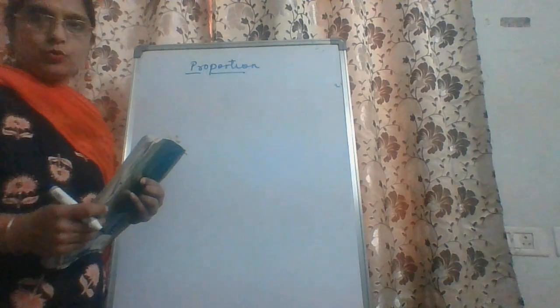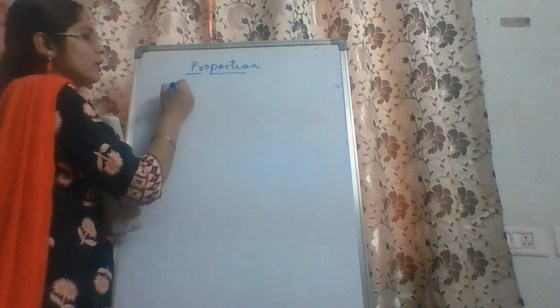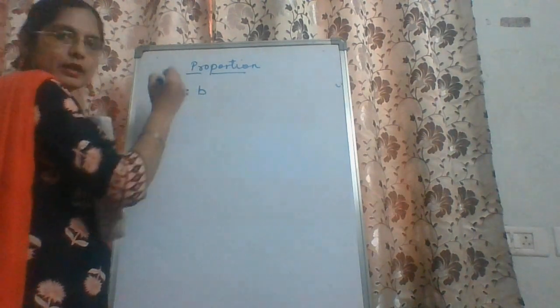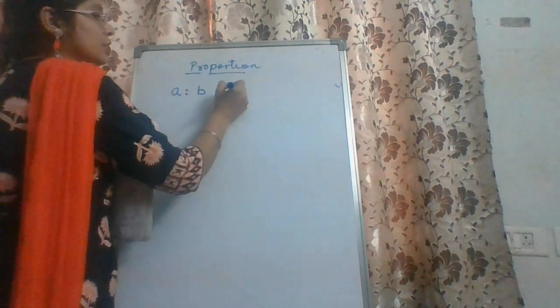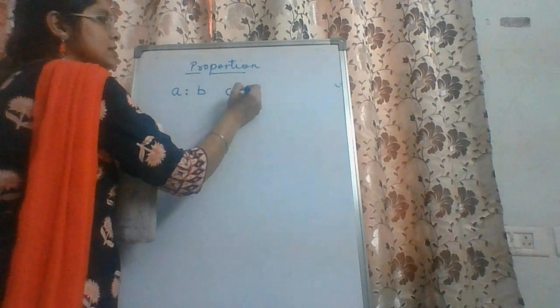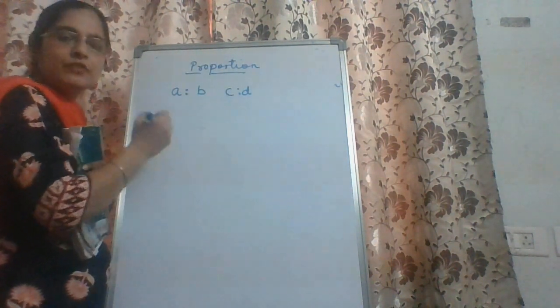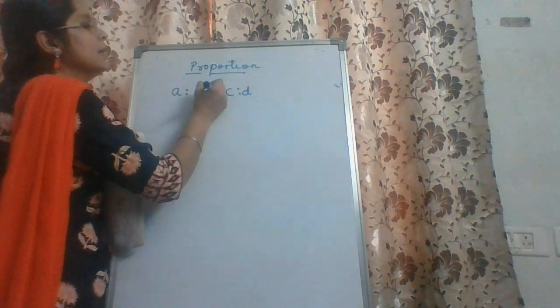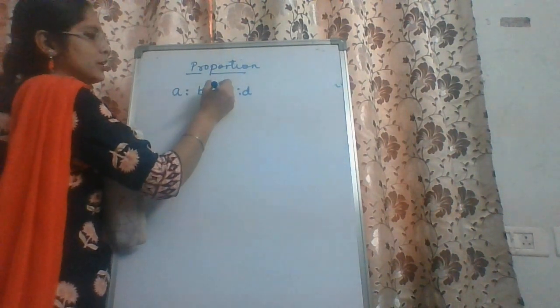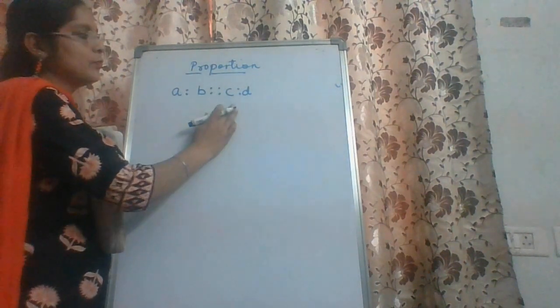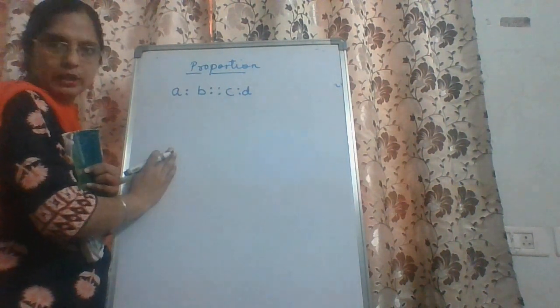What is proportion? When two ratios, A is to B is equal to the ratio C is to D, A is to B is equal to C is to D, we say that they are in proportion. This is the sign of the proportion. A is to B proportional to C is to D.